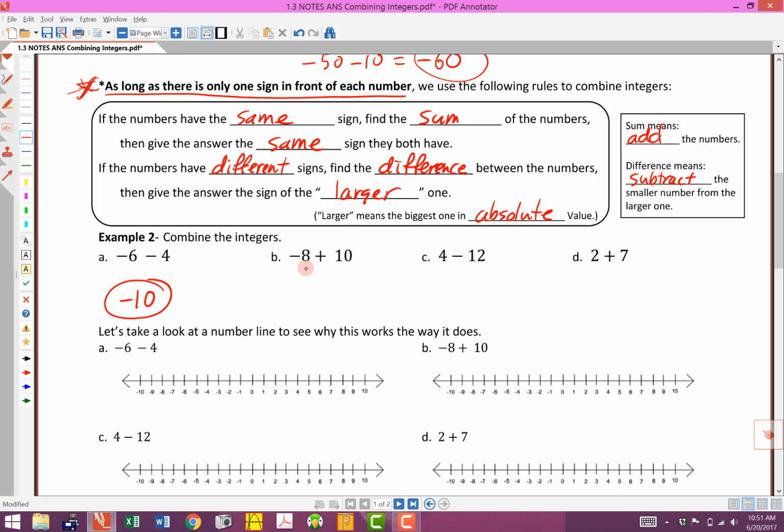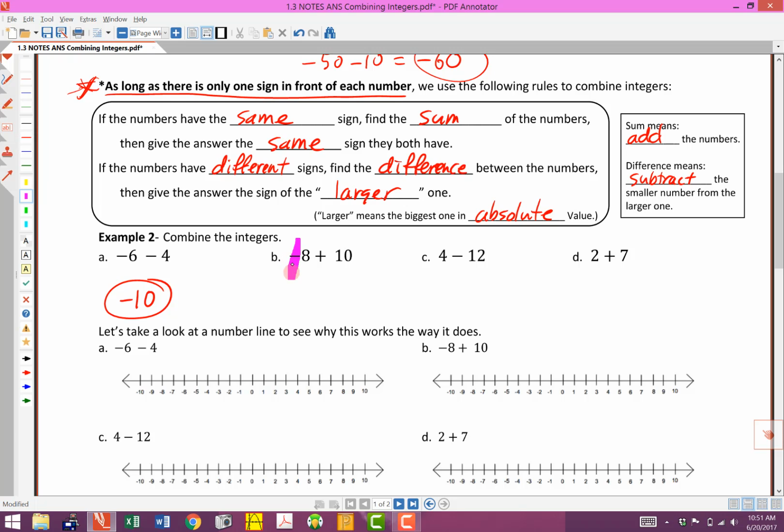Let's check the next one. There's only one sign, one symbol in front of each one. We've got a negative in front of the 8, we've got a positive in front of the 10, and we're supposed to combine the two of those together. So they have different signs. Well, if they have different signs, we're going to use this rule right here. If they have different signs, then we find the difference between the numbers. And when we find the difference between the numbers, we're going to subtract the smaller one from the bigger one.